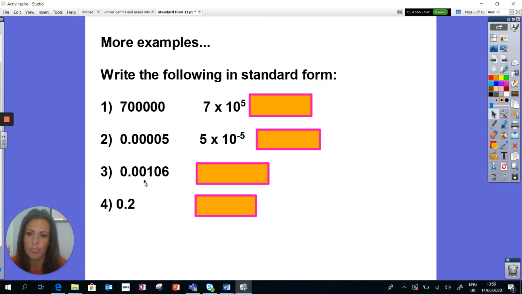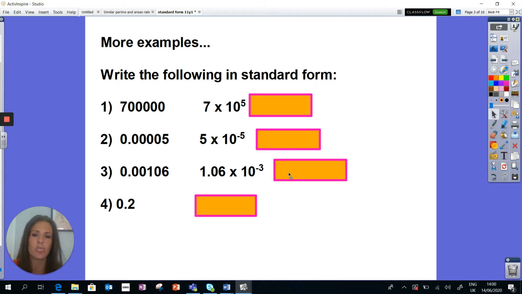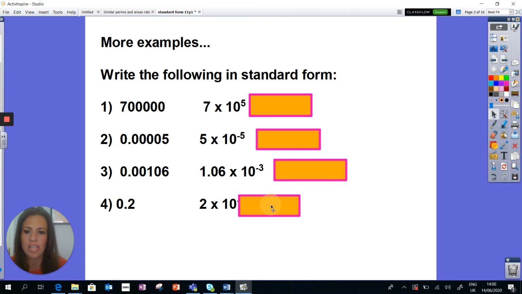If we take this one, our number between 1 and 10 is going to be 1.06, then times 10 to the, and that's where the decimal currently is if we're using 1.06, and we'd have to go 1, 2, 3 to the left to achieve the number we actually want, so -3 would be the power. Thinking about this final example, definitely going to be 2 times 10 to the -1. It would need to go one place to the left to get 0.2.